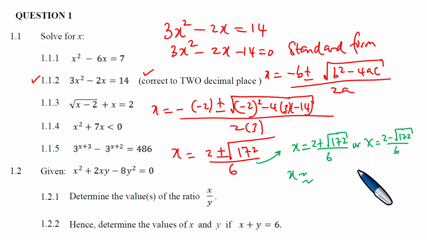And therefore, what is the answer here? We're going to use a calculator to get the results. At this point, it is exactly 2 comma 52. And this one is exactly minus 1 comma 85. And these become the results here.